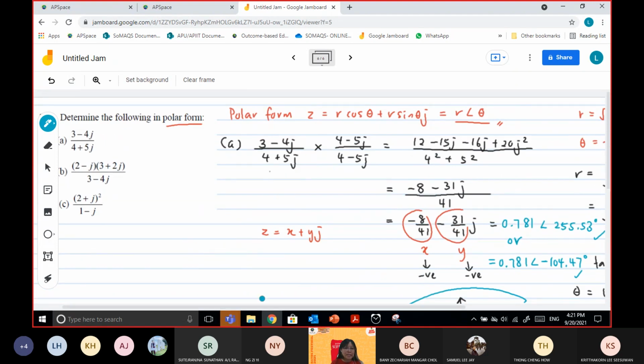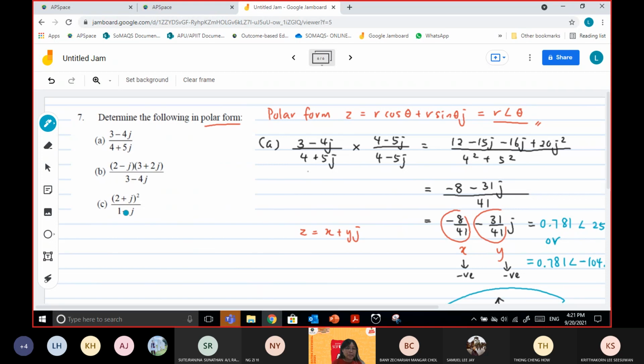Then the next part is question B. For B, you just conduct the operation as usual. Then the last part, you only put it in the polar form.